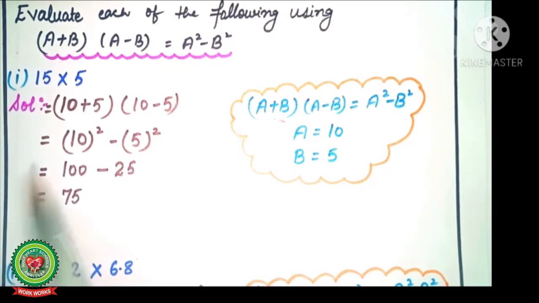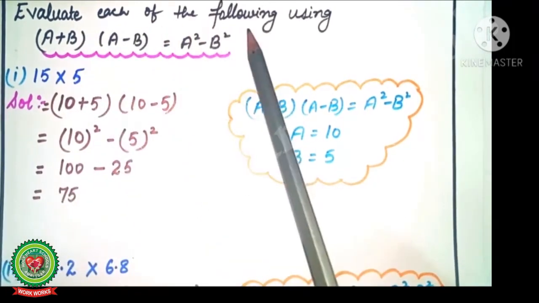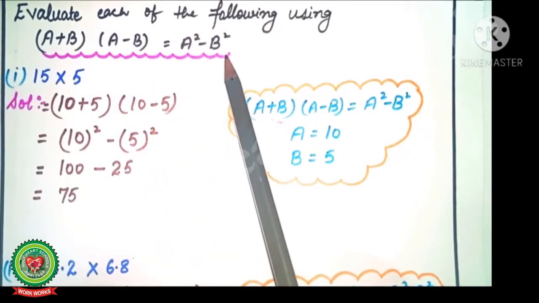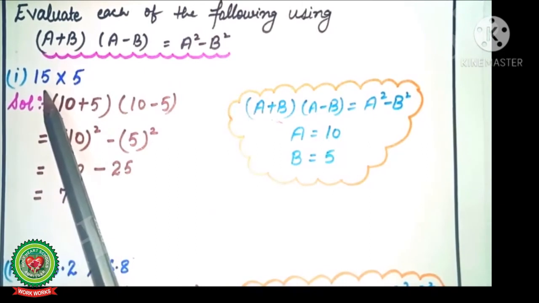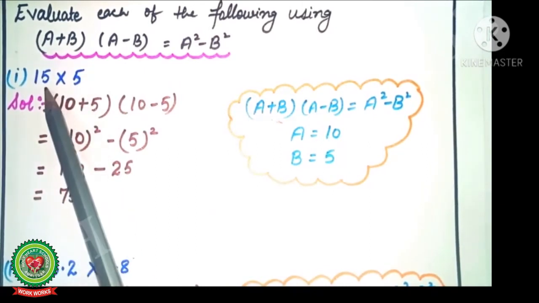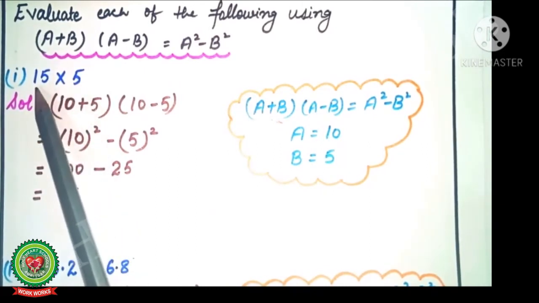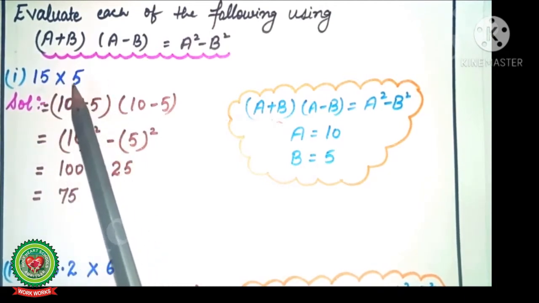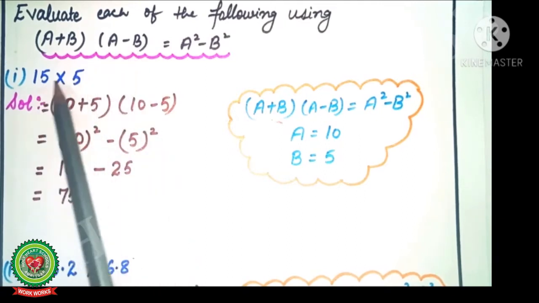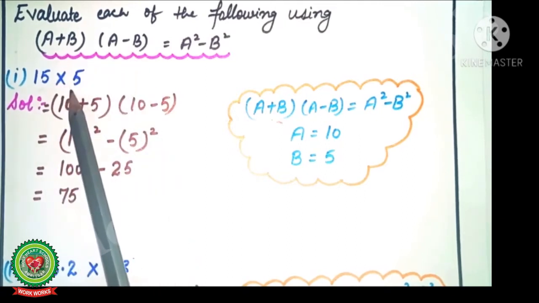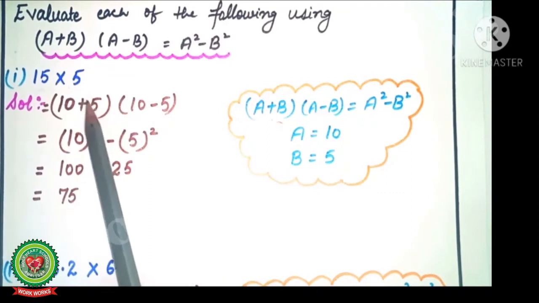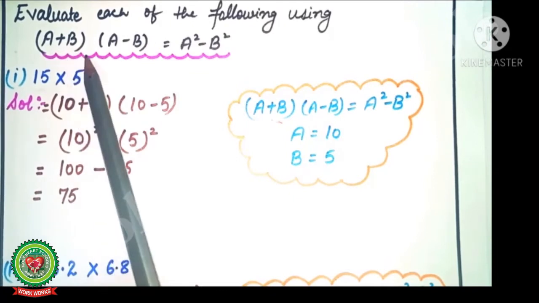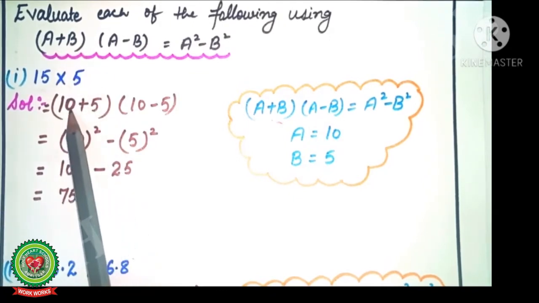Let's have our first example. Let's read the statement first. Evaluate each of the following using (a plus b) into (a minus b) is equal to a square minus b square. So students, let's have the first statement, that is 15 into 5. Now here we have the number 15 into 5, right? So we have to apply this formula on this given statement. Now how can we apply this formula? We have to break this number in the form of a plus b so that we will get the values of a and b.